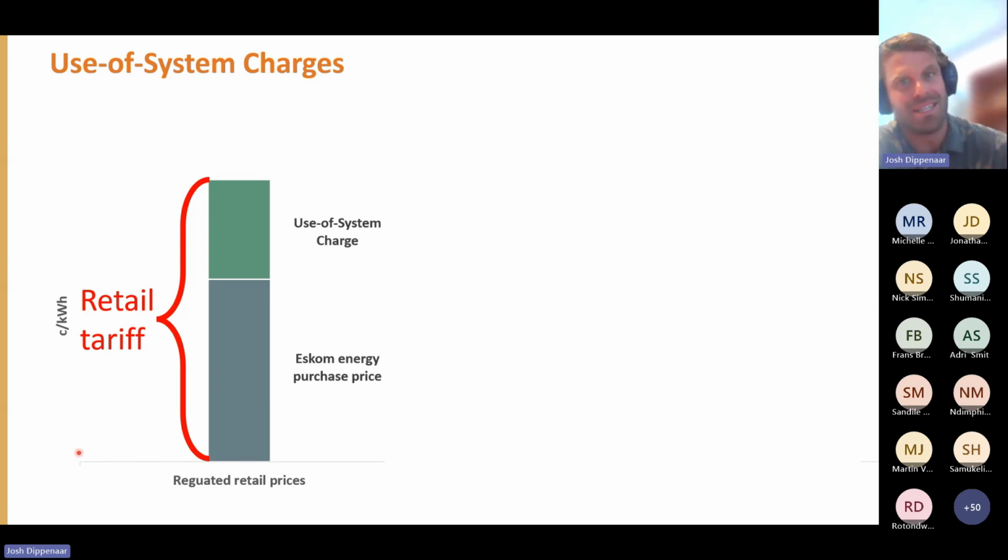These concepts are entirely transferable from Eskom distribution, especially in the context of unbundling, where Eskom distribution is its own entity. So this graph shows the Eskom energy purchase price.